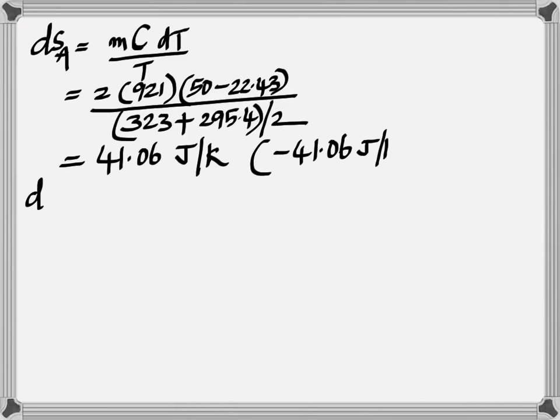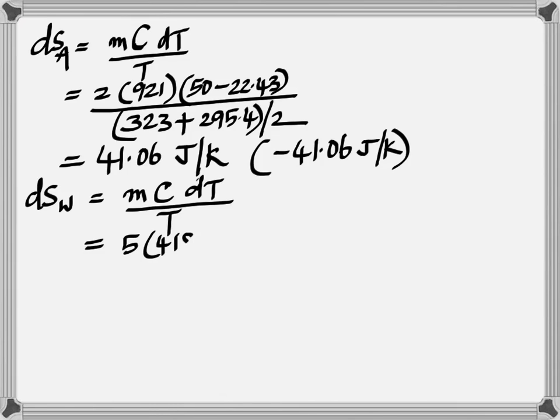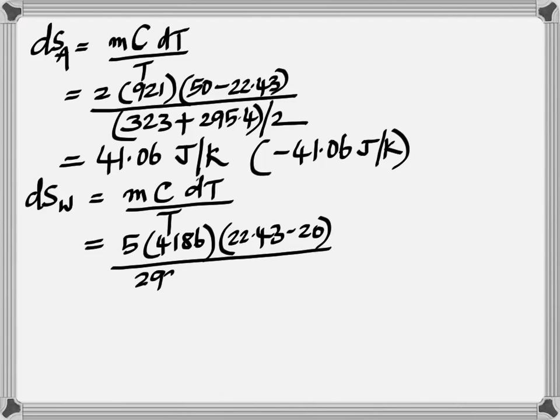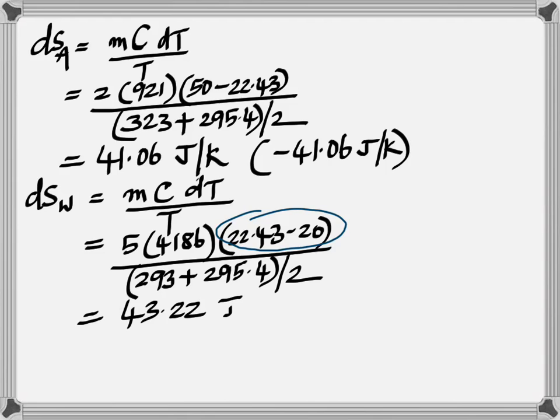Now, since heat is lost by aluminum, it's negative 41.06. In fact, the numerator here would be the same as that for aluminum because heat lost is equal to heat gained. And in the denominator, you have the average temperature. So this is positive because water gains heat.